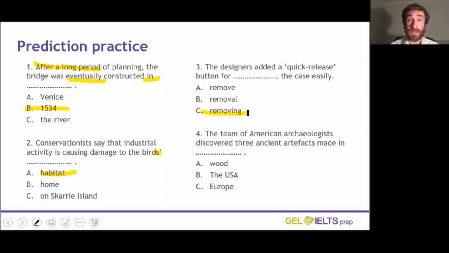So the most logical answer would be Europe. Wood doesn't work. We don't say made in wood, we say made of wood. Now, the USA and Europe are both possible answers, but the words archaeologist, ancient, and artifact make me think that these objects must be very, very old. The USA is quite a new country, only 250 years old or so. So Europe as a continent is much older. So here I'm using my knowledge and a little bit of logic. It's not going to test you too much, but it's a good prediction to make.